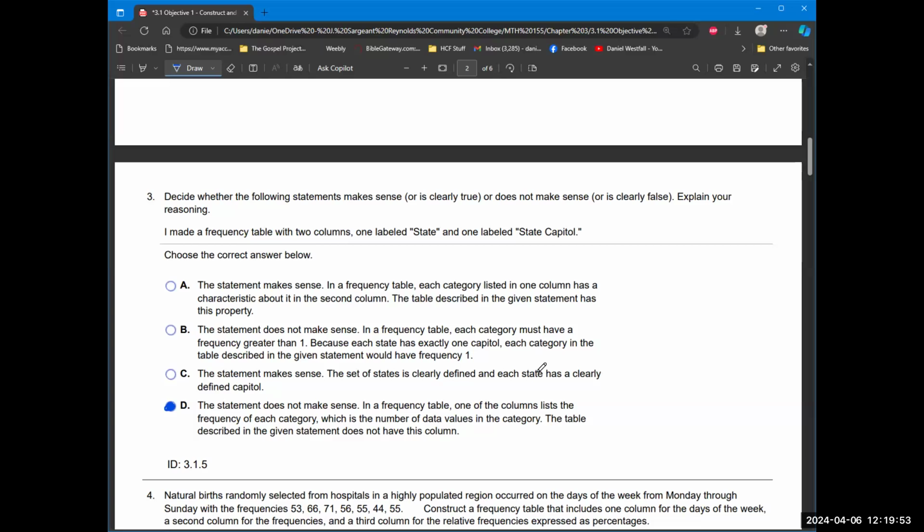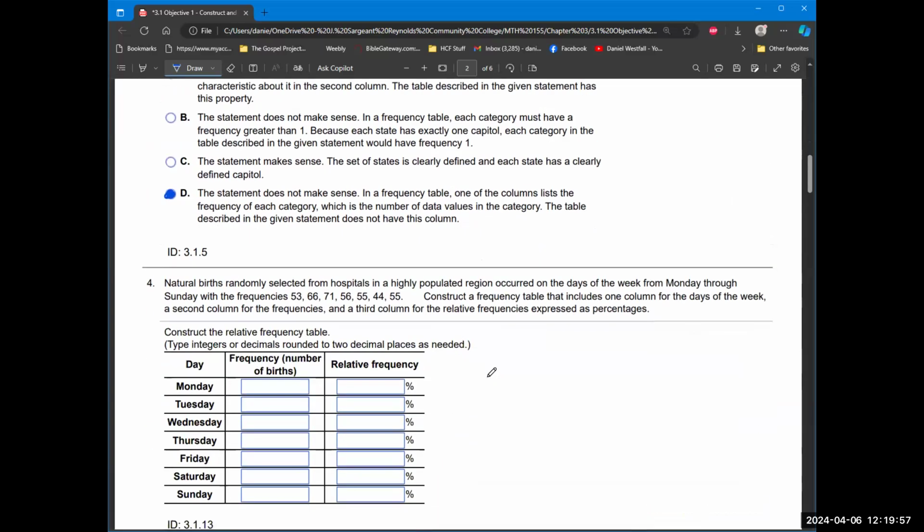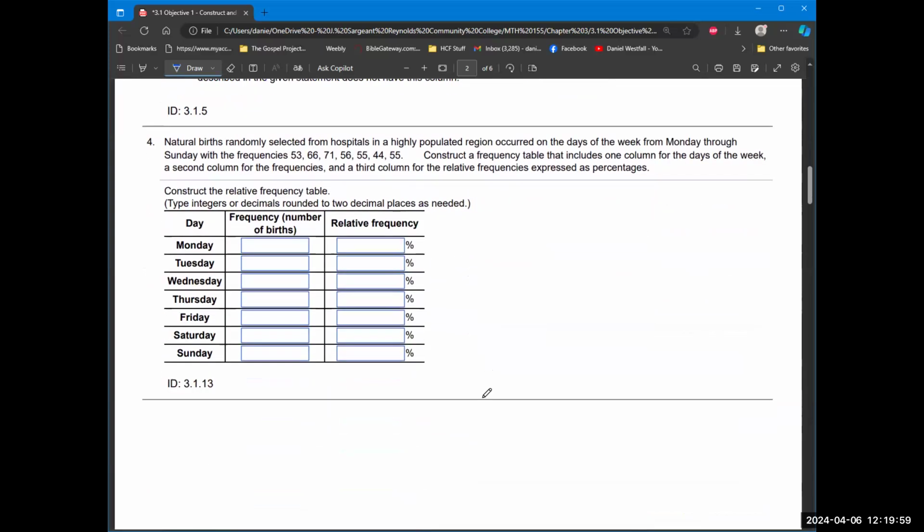So there we go. Now I'm going to switch views so you can see the calculator here. One second.